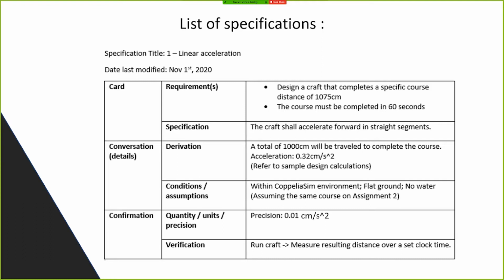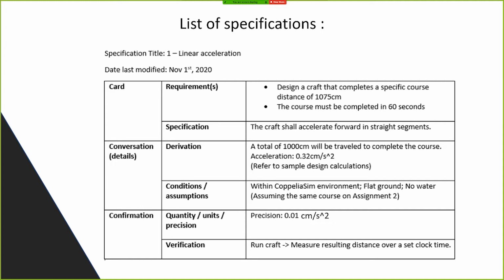For this particular project, we had a couple of requirements that we had to meet. First off, we had to design a hovercraft that completes a specific course distance of 1075 centimeters. Second, we had a time limit, so the course must be completed in 60 seconds. All of this within the Capellius environment, which has a flat ground, no water. We assume that the course will be the same one as mentioned in assignment 2.